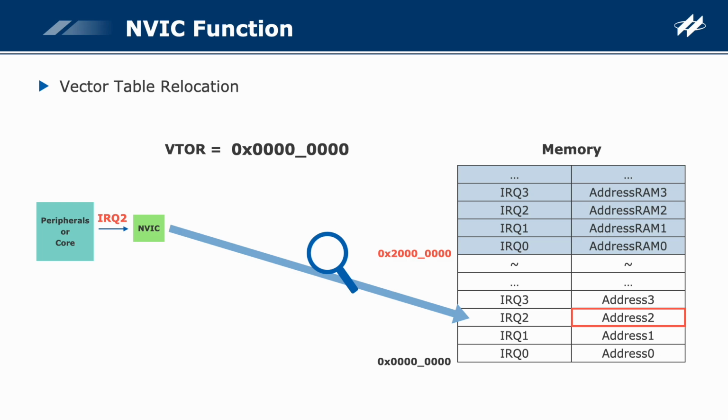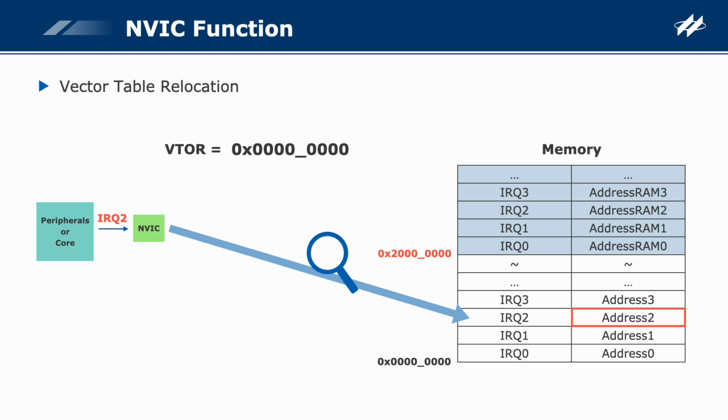However, in certain application scenarios, such as firmware updates, the NVIC needs to execute alternate ISR sets. This is achieved by reprogramming the vector table offset register, VTOR, to remap the vector table's base address, allowing the system to fetch ISR starting addresses from a new memory area.